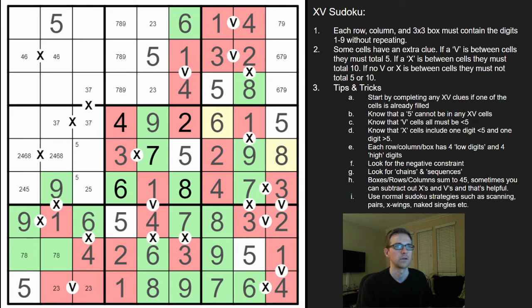These are all high digits there. These must be high digits. Those are high digits. Here we're missing a high digit. This must be the 8.